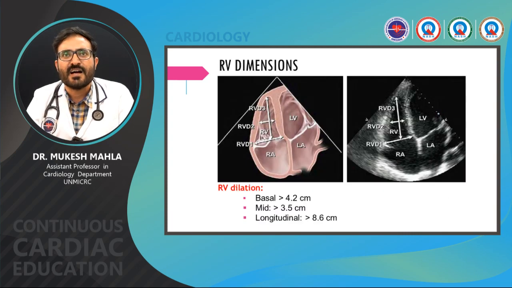RV dimensions are divided into three categories: RV basal diameter, mid diameter, and RV longitudinal diameter. RV basal diameter is measured between the tricuspid annulus. RV mid diameter is the mid cavity of the RV, and RV longitudinal is from the apex of the RV to the tricuspid annulus. Normal dimensions of the RV: if basal diameter is more than 4.2 centimeters, mid is more than 3.5 centimeters, and longitudinal is more than 8.6 centimeters, it is considered RV dilatation.